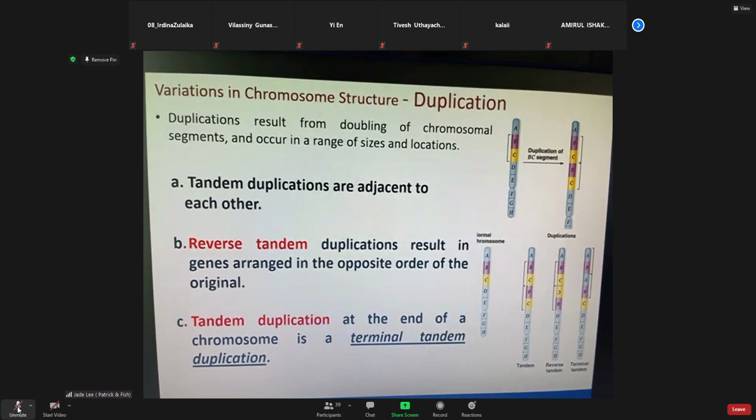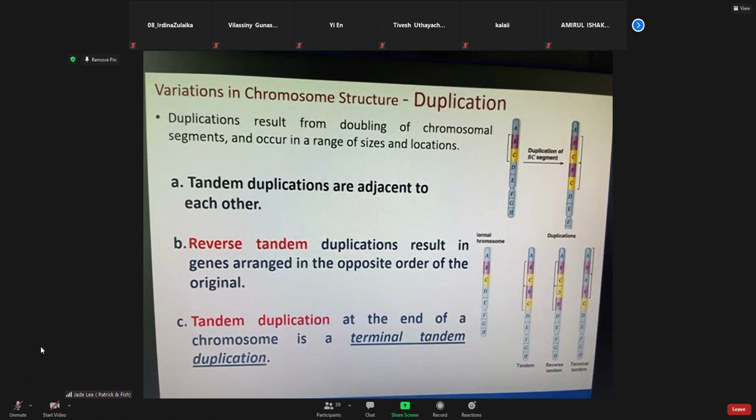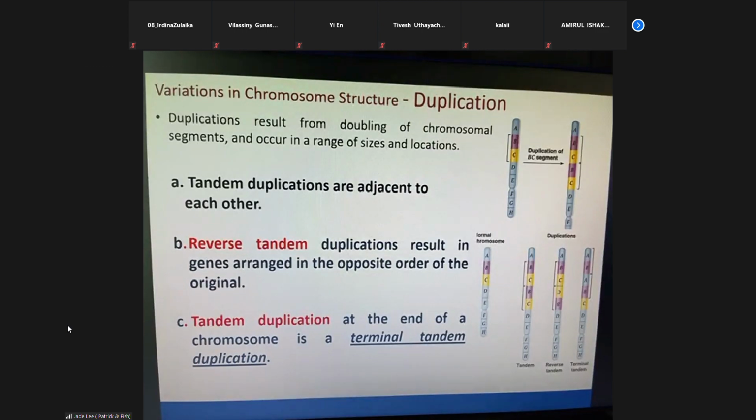Doctor, I have a question. About the reverse tandem. Do we need to write the letter like that? Yes, of course. Because they're reverse mah. Oh, okay, doctor. Thank you. Yeah, they're reverse.